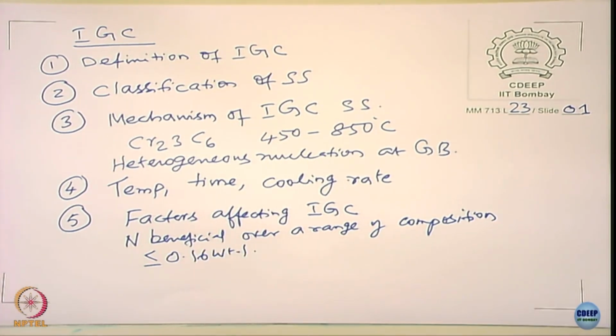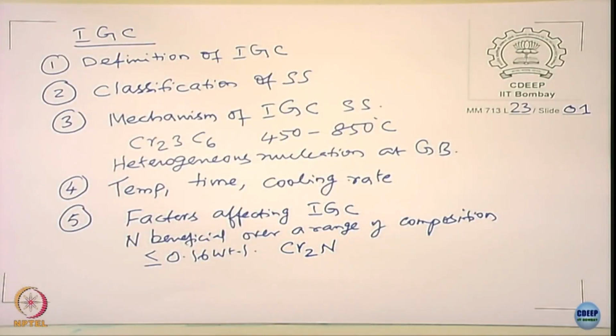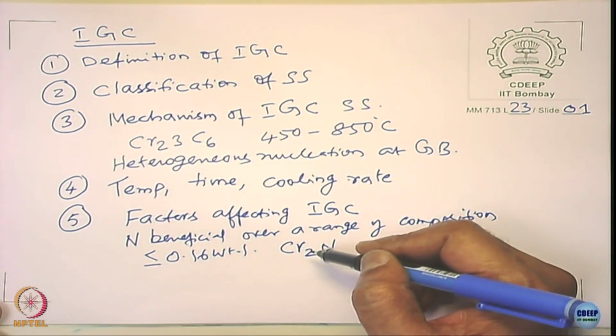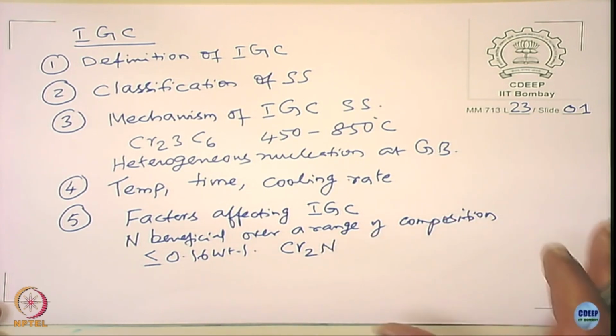If I keep adding more nitrogen to stainless steel, what could happen? You can also form chromium nitride, right? You can form Cr2N. That also you see here, nitrogen captures chromium, it can happen. But within a limited extent it can be beneficial.